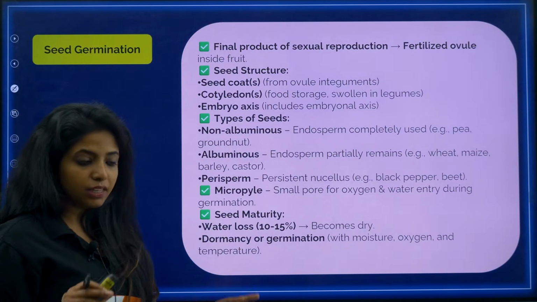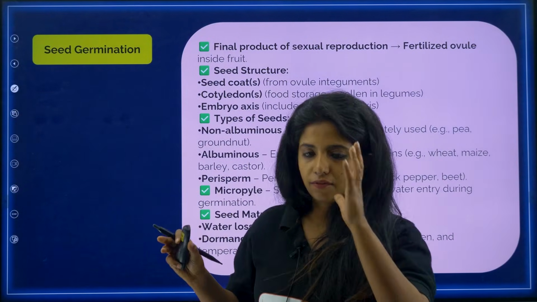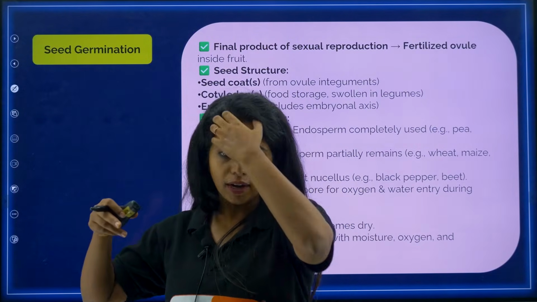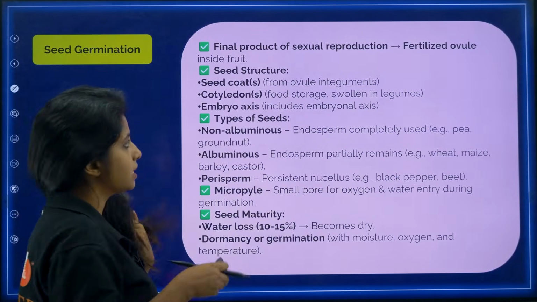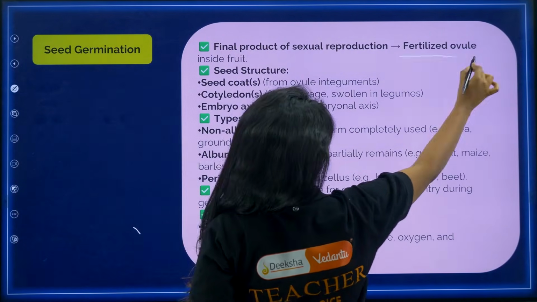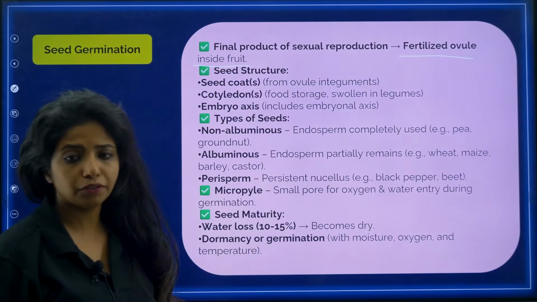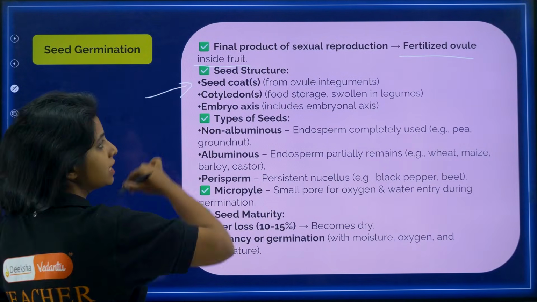Talking about the seed in general, we spoke about the embryonal axis and everything. Now in the seed you have the embryo, right? In the seed you have the embryo. So let's see, the final product of sexual reproduction is what? The fertilized ovule inside the fruit. The seed structure will be having a seed coat.